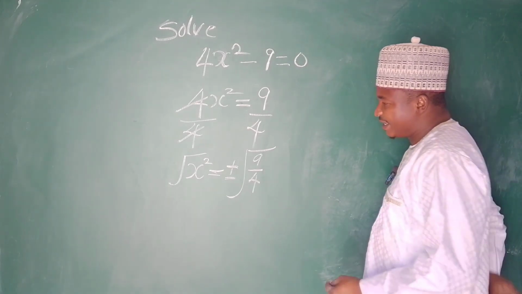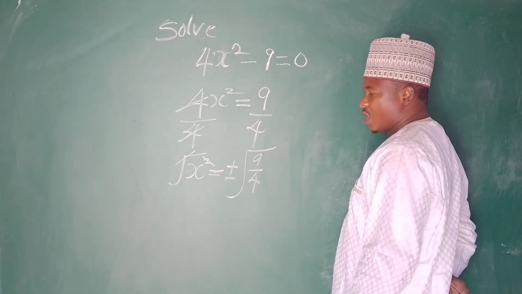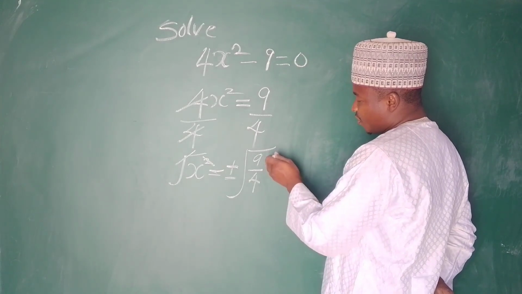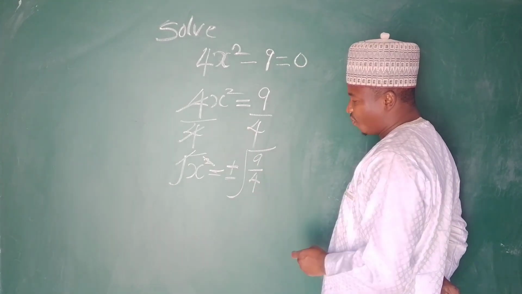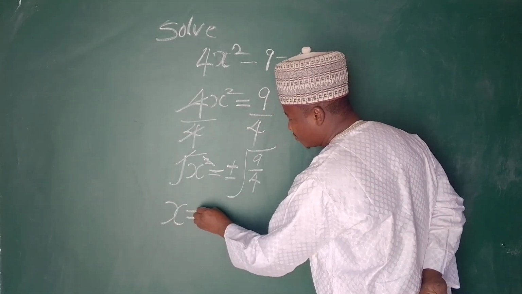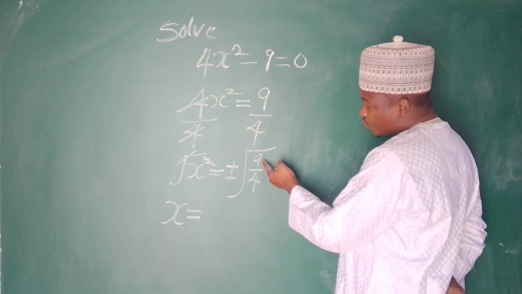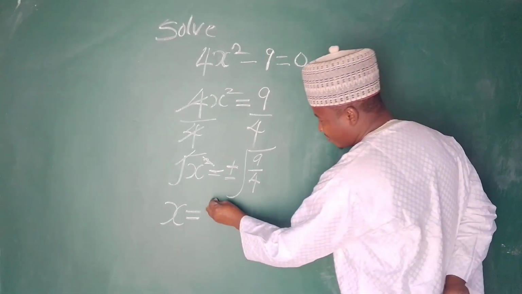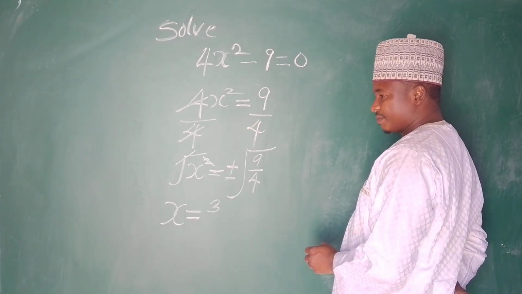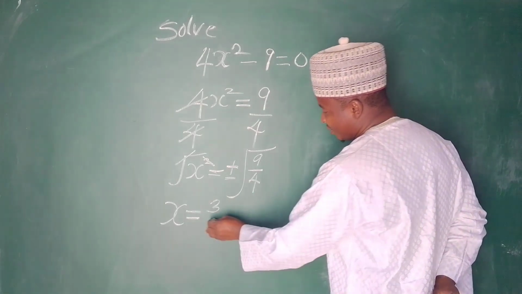So me za mu yi again? A mathematics wannan square din zai iya cancelling wannan square root din. So saboda haka muna da x equal to plus or minus root of 9/4. To yanzu me za mu yi? Yanzu mun samu nan muna da x kadai equal to plus or minus square root of 9 is 3, of course. Then square root of 4 is 2.